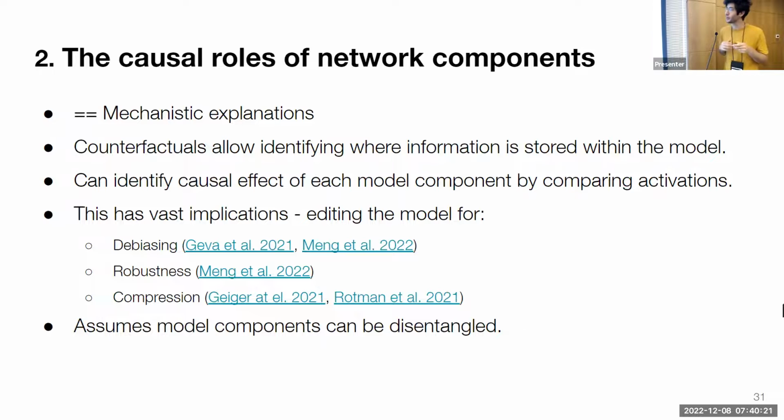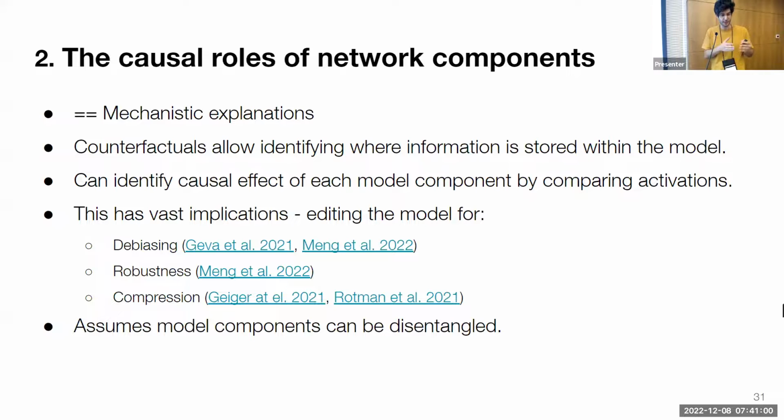All right, so another field that relies on those examples and counterfactuals is the work on mechanistic explanations. Again, those counterfactuals allow us to identify where information is stored within the model. And using that, we can identify causal effects of each example, right? I've discussed this before. This has vast implications, right? There's a reason. I don't know if you have read the Rome paper, or the causal mediation analysis paper. I highly recommend you do it. This allows us as NLP people a couple of paths to continue by using this causal understanding.